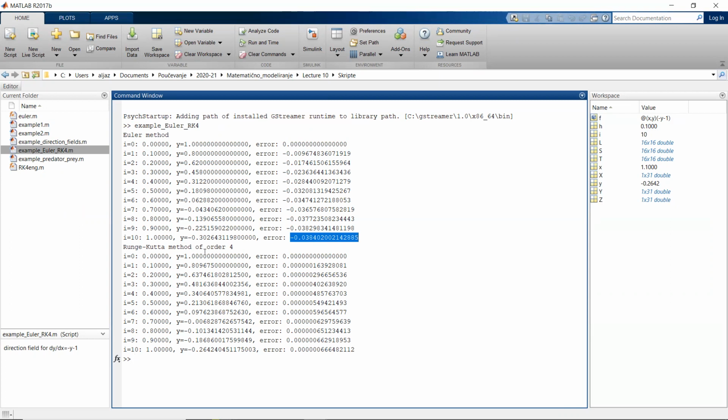However, the Runge-Kutta method of order 4, you see, is much more accurate. The error at the beginning is, I think, on the 7th decimal place. And at the end, the global error is still on the 7th decimal place. So it's much more accurate than Euler's method.